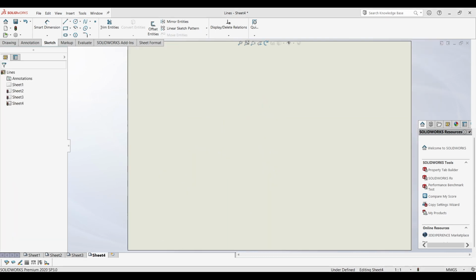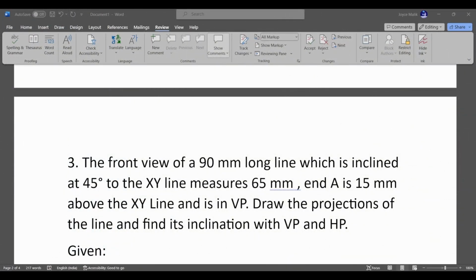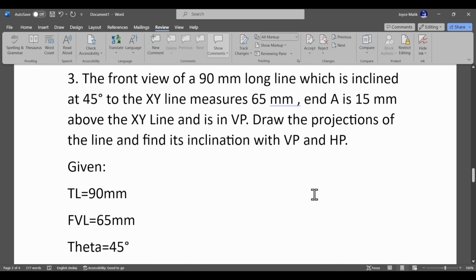So the next question is coming right in front of you. The front view of a 90 mm long line which is inclined at 45 degrees to the XY line measures 65 mm, and A is 15 mm above the XY line and is in VP. Draw the projections of the line and find its inclination with VP and HP.